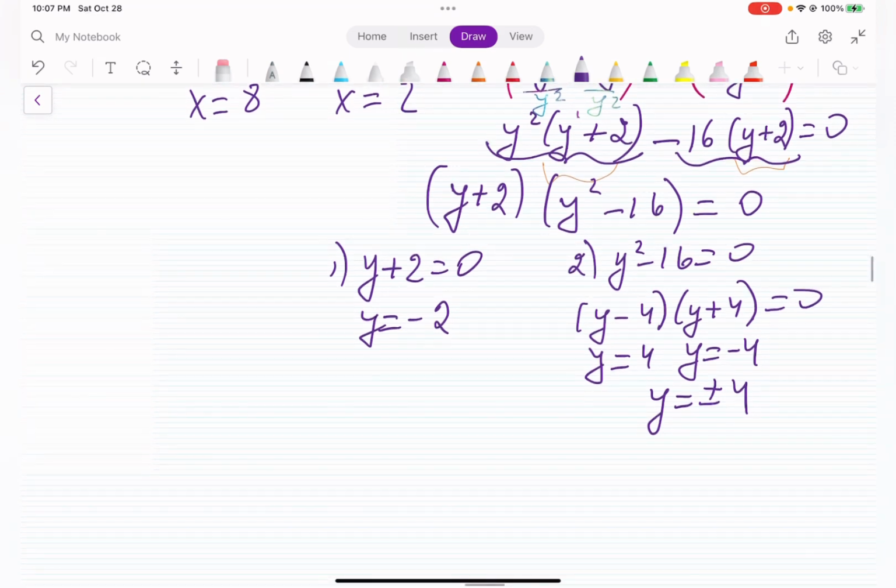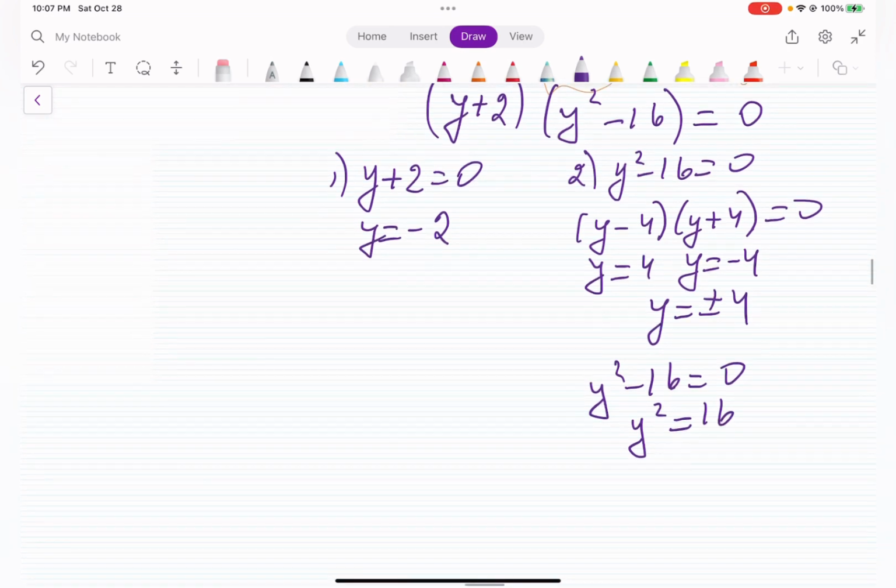Second way to do it: y squared minus 16 equals 0. Y squared equals 16, which means y will be equal plus minus 4, right? We take the square root. All right? So, we have three answers. Negative 2, positive 4, negative 4.